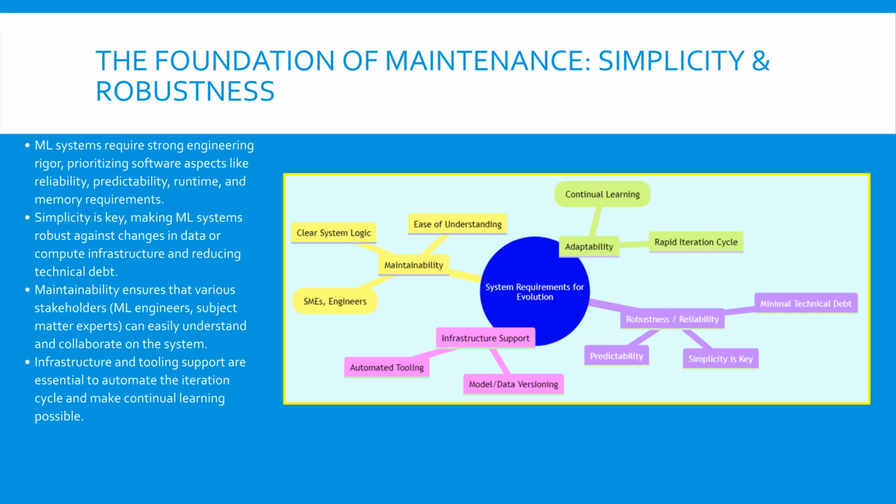What have we learned about maintenance fundamentals? We learned that simplicity, robustness, and the proper infrastructure are essential for maintainability, ensuring that ML systems are predictable and easy for multiple teams to collaborate on over time.